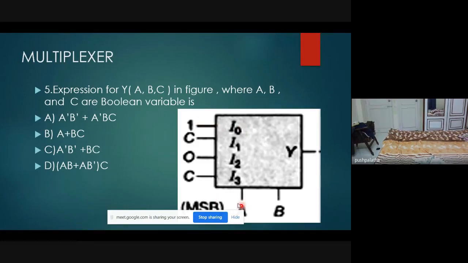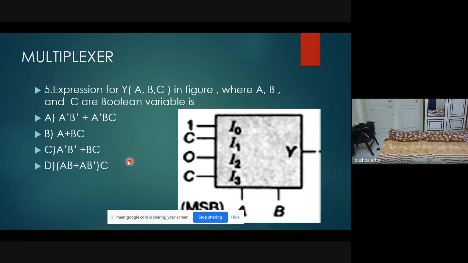Next, when it goes to 0, 1, I1 value equal to C. When it goes to 1, 0, I2 value is 0. When it goes to 1, 1, I3 value equal to C. Now, the answer options given here are A bar B bar plus A bar BC, A plus BC, A bar B bar plus BC, and AB plus AB bar into C. These are the options they had given.